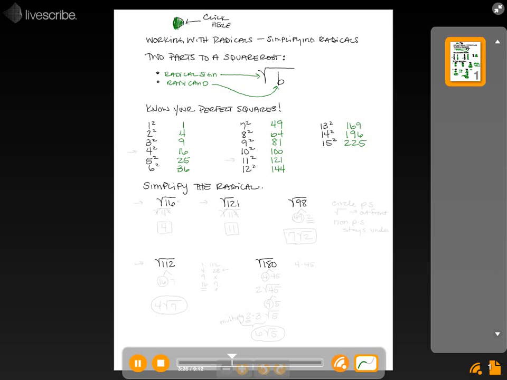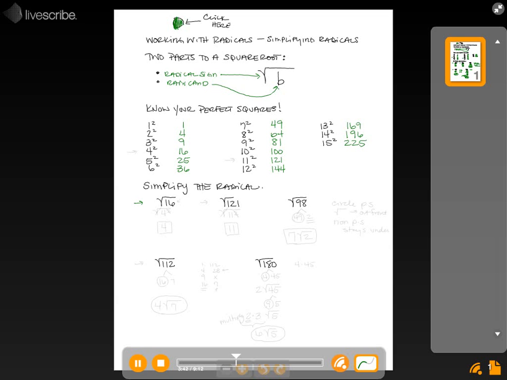Simplifying the radical here. First example is the square root of 16. Now, you could put that one in a calculator. You will get a whole number answer. More often than not, you won't. And I want radicals in your answer. I do not want a decimal.